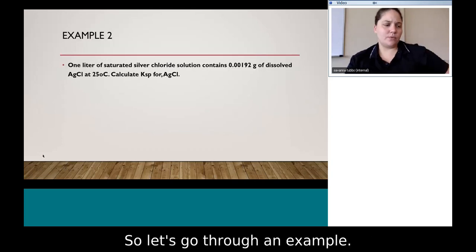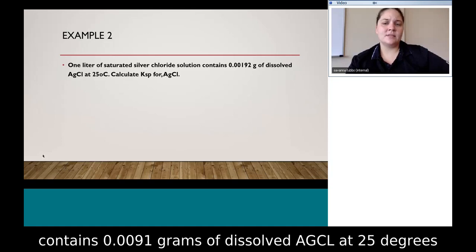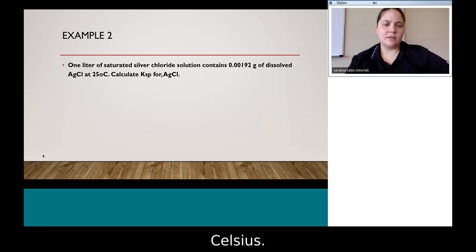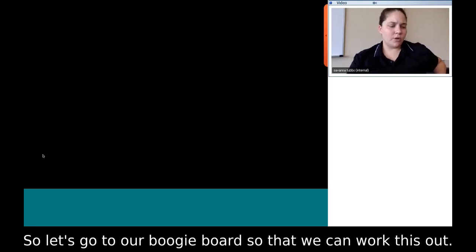So let's go through an example. 1 liter of saturated silver chloride solution contains 0.00192 grams of dissolved AgCl at 25 degrees Celsius. Calculate Ksp for the AgCl. So let's go to our boogie board so that we can work this out.